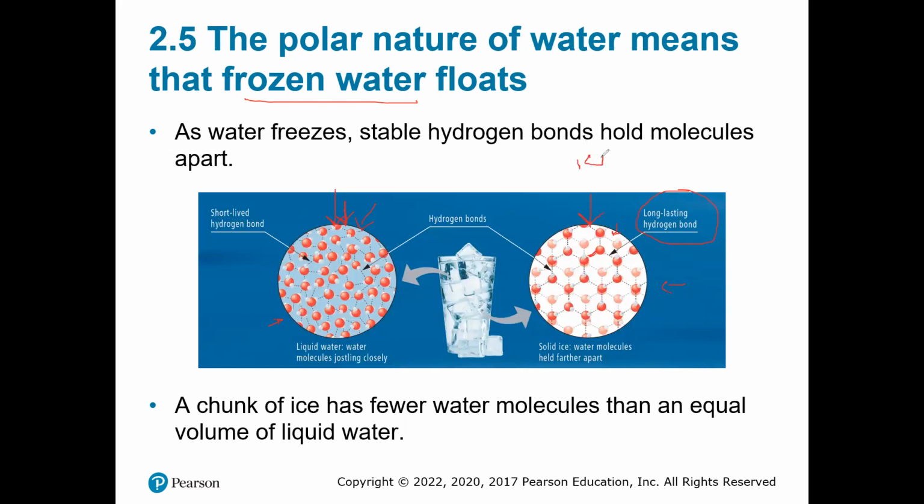So ice is less dense than water. A chunk of ice has fewer water molecules than an equal volume of water. So it floats. When we solidify it, the water molecules aren't moving as much and the bonds stretch out. You could even think about when you fill the ice cube tray with water and let it get solid, and the ice comes over the top.